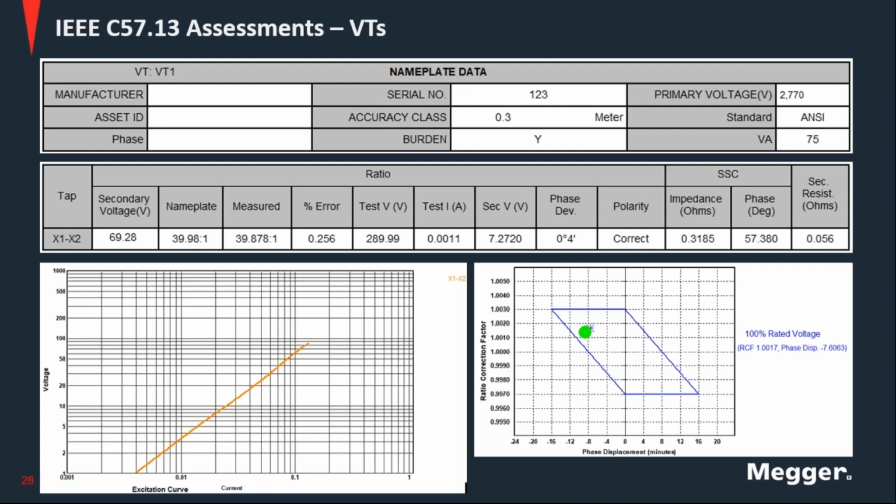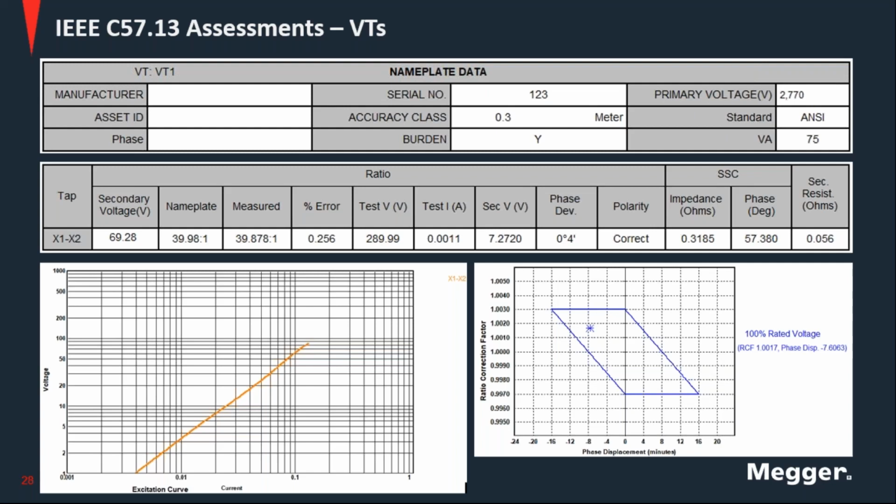Now, because we have a metering VT here, I think I didn't show the parallelogram for the other one. I don't know what happened with that slide, but I'm showing the parallelogram here for this VT, and we are showing where this error and this phase deviation fall. And it's well within the parallelogram. It's not exactly in the center, but it's inside the parallelogram, and that's what the assessment is about. If it is there, it means that my instrument transformer is performing properly.